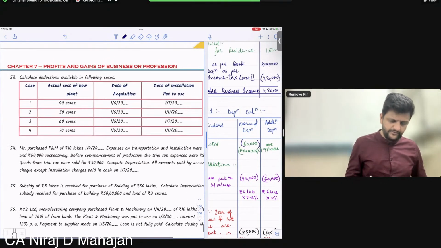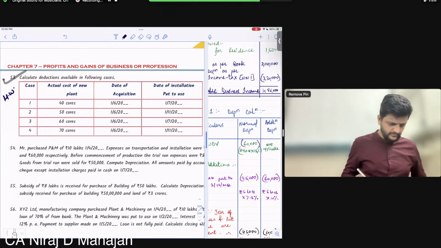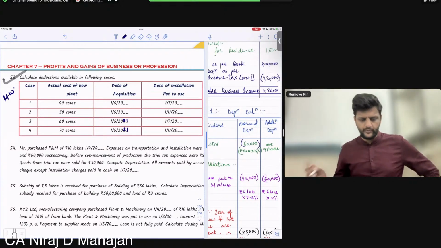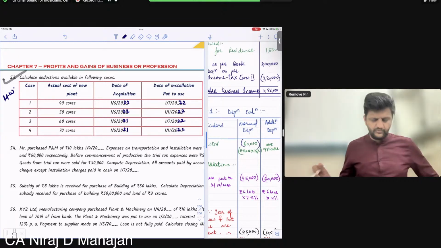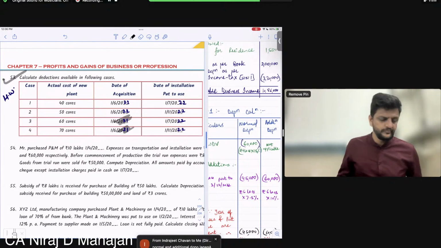Just make a small change in question number 53. Make it 21 for case number 3 and 4. The remaining is for 22, okay? Fine till here? Only for case 3 and 4. Date of acquisition, I am giving you 2021. Is it okay?